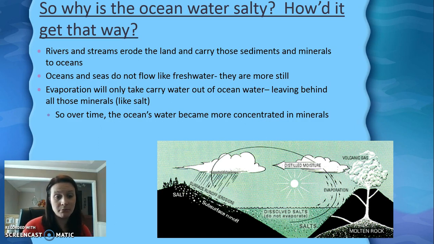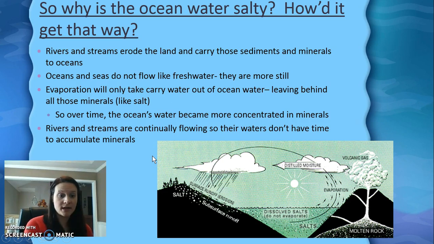And since our oceans are millions of years old, you can kind of tell where that came from. Whereas rivers and streams are continually flowing, you have a recharge, refresh source coming from it, so it doesn't have a chance to actually accumulate minerals and become super saturated with salt. There you have it. That's how the oceans are salty.